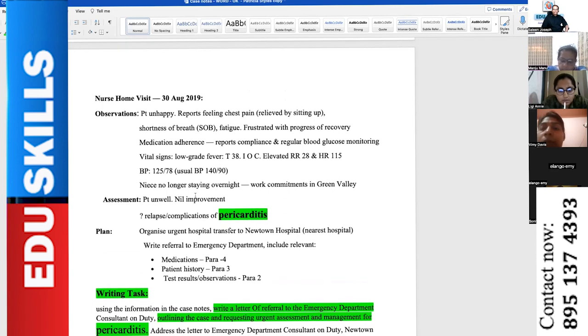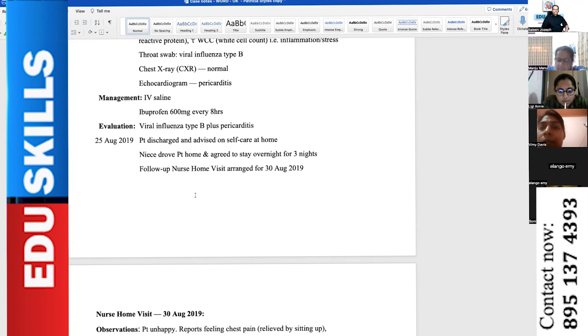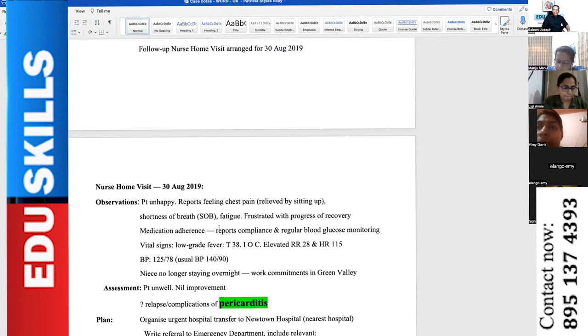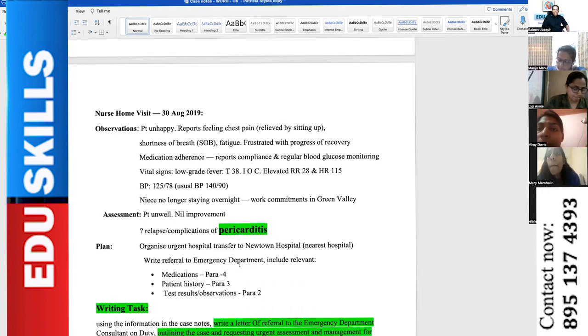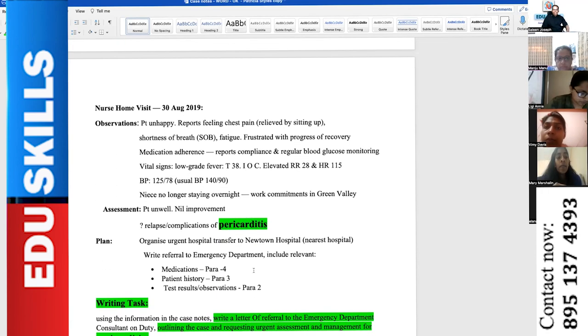Then somewhere in the evaluation, there is viral influenza type B plus pericarditis. Again, there is one pericarditis here. Good. Then echocardiogram indicated pericarditis. You can even look into your hard copy if you have. Try to circle, underline or highlight these words. At least four you have here.